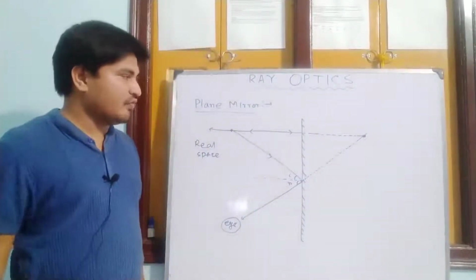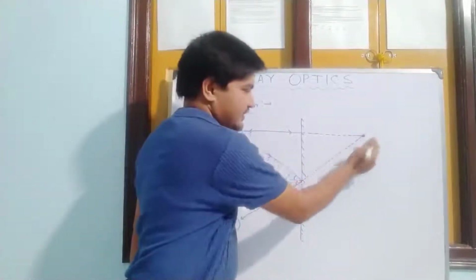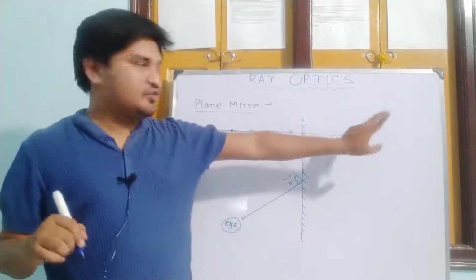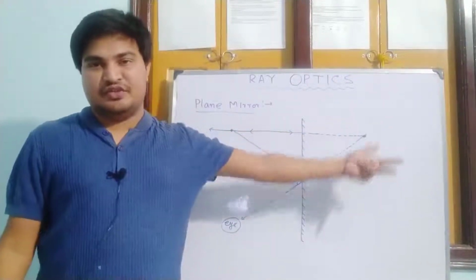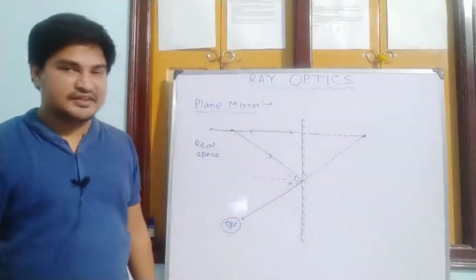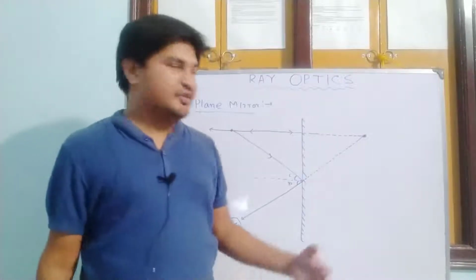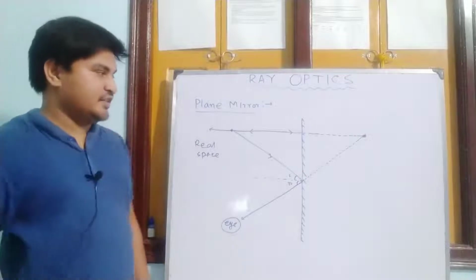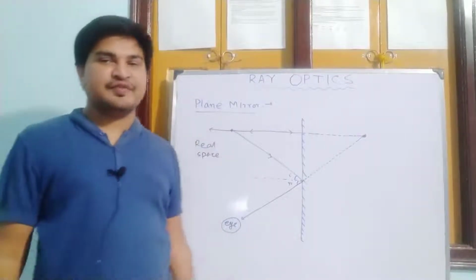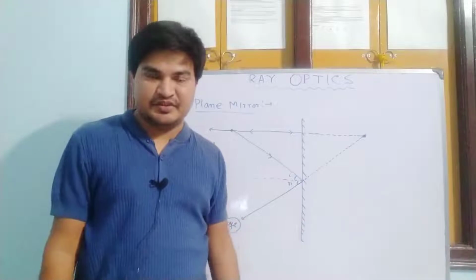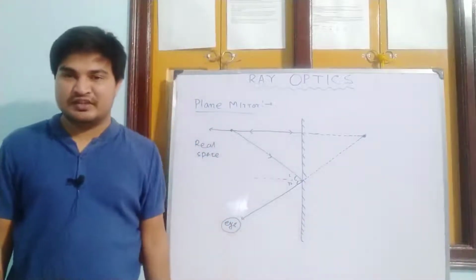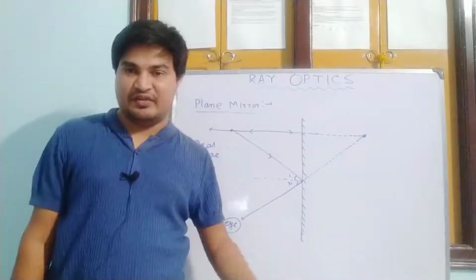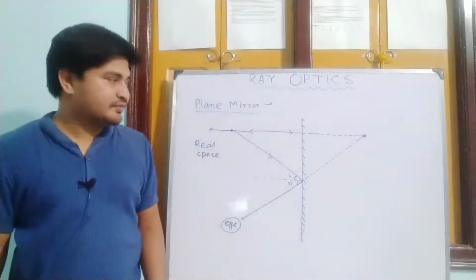Okay, and as this is the virtual space, or the rays appear to meet at this point, the nature of the image will be virtual. Clear? Next, some basic properties of the image formed in this mirror. The very first property of the mirror is that the size of the object is equal to the size of the image. That is, if we look into a looking glass, we can see that the size of the image formed by the looking glass is the same as our face. So there are no changes.